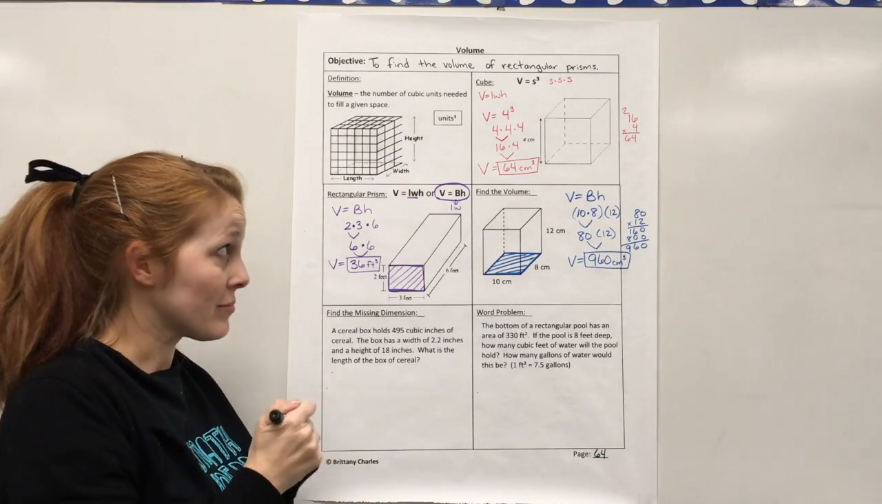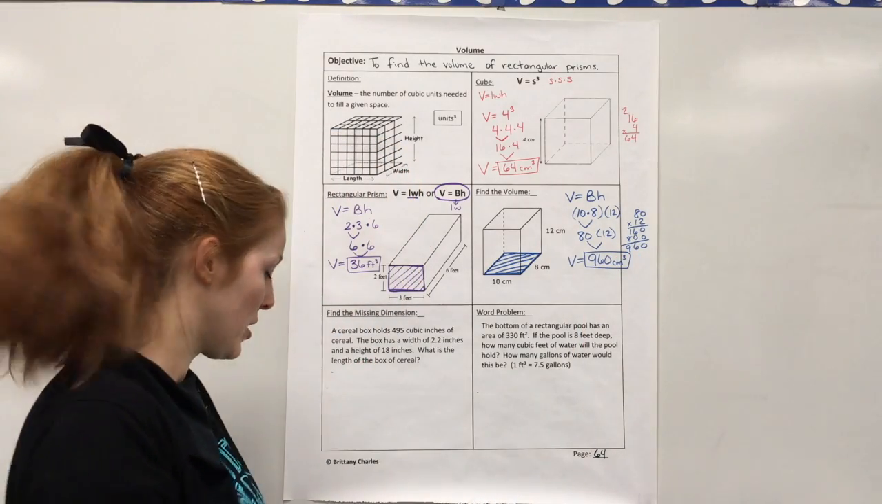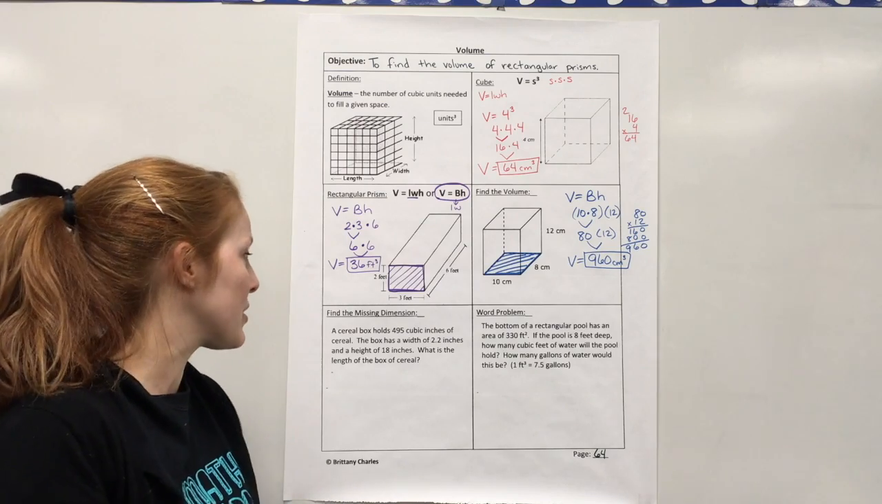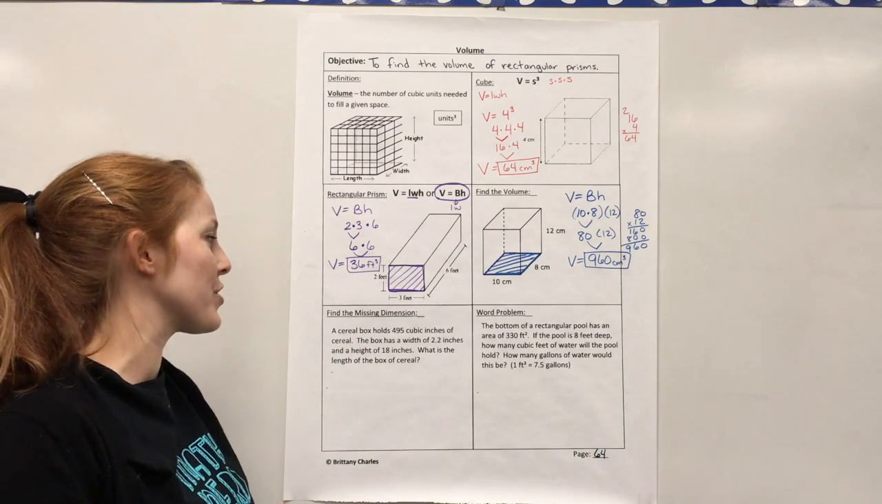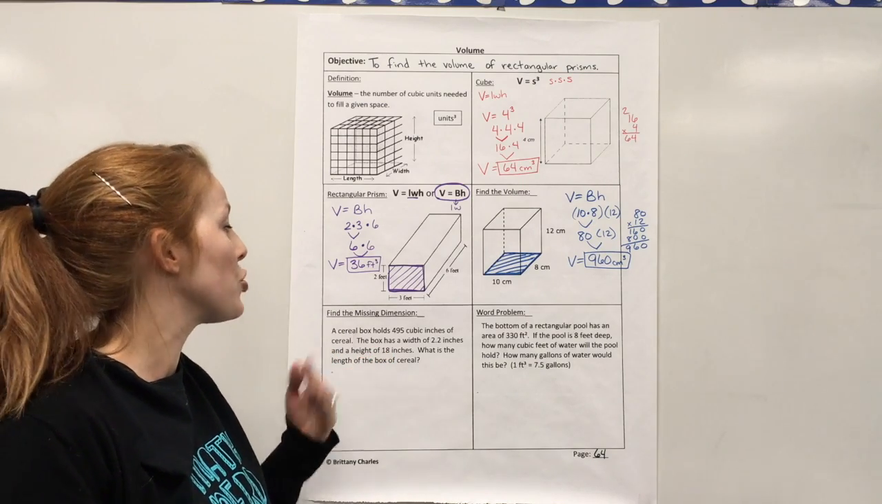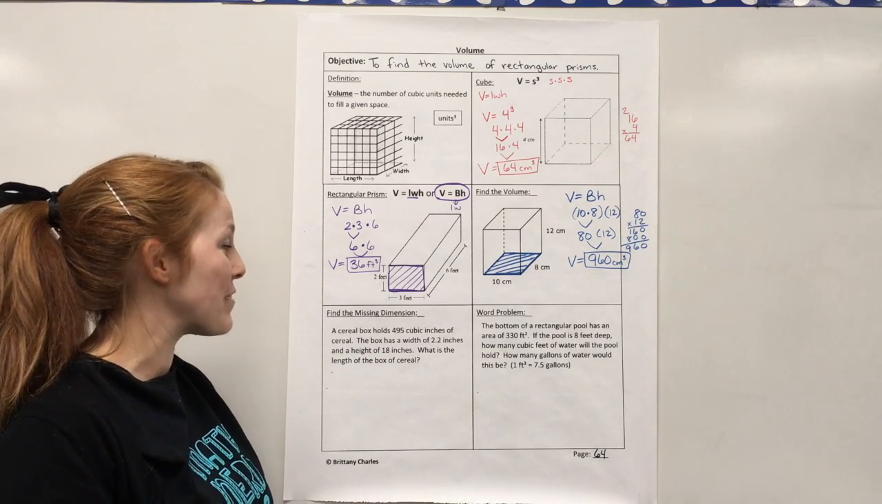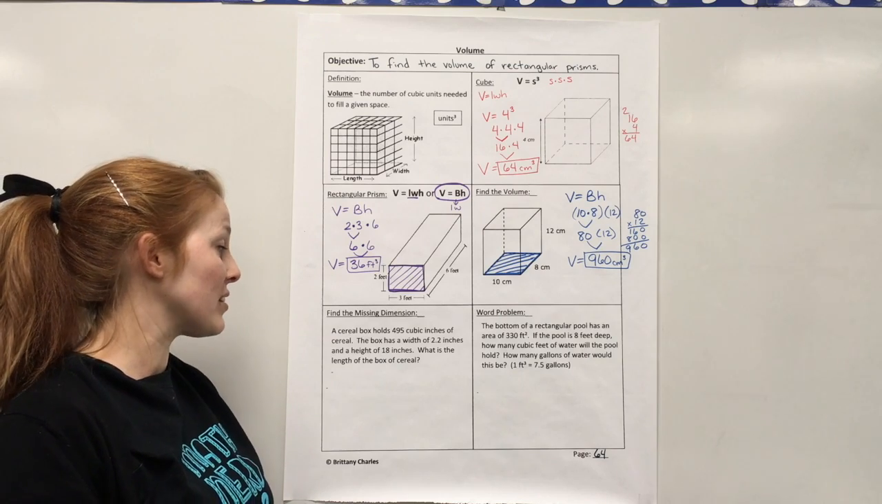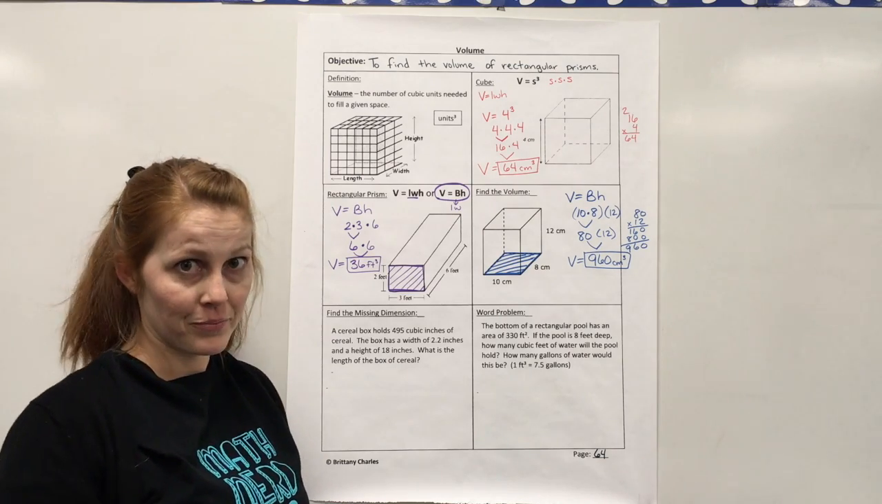Okay, now let's look at some word problems. So the first one says, a cereal box holds 495 cubic inches of cereal. The box has a width of 2.2 inches and a height of 18 inches. What is the length of the box of cereal?